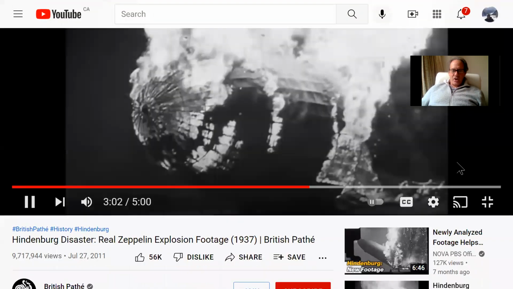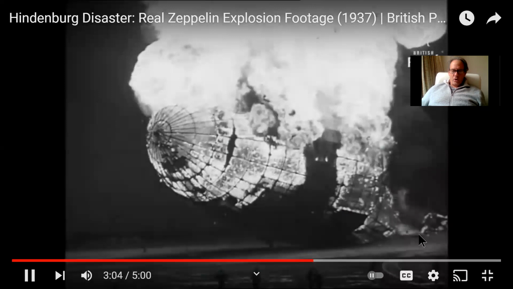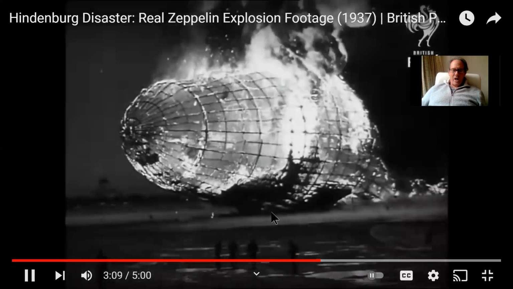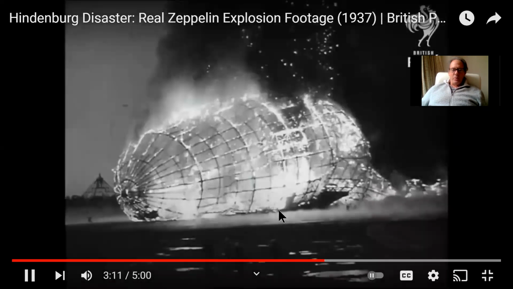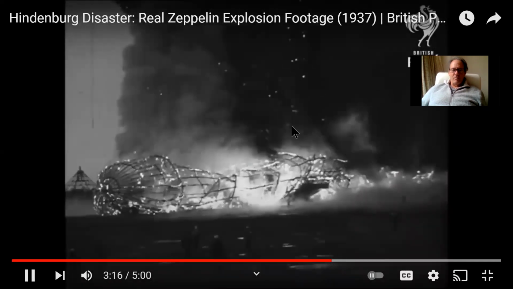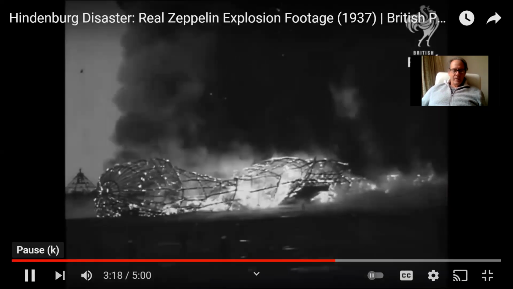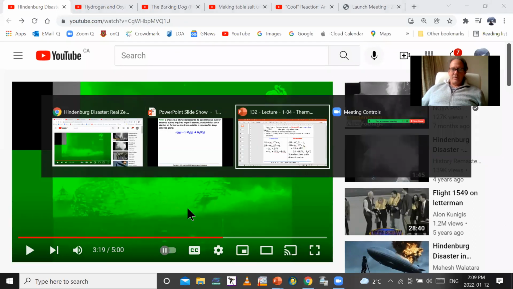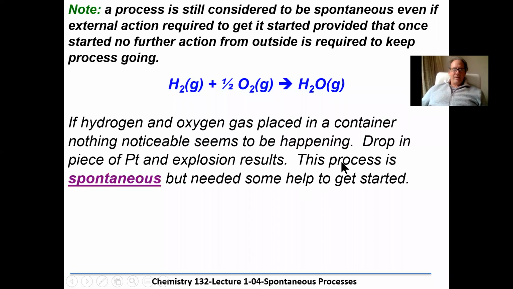Most of the fatalities occurred from the diesel fuel that was burning at the bottom of the Hindenburg. That diesel fuel was used to drive the fans that controlled the directions that the balloon was moving in. So, terrible tragedy, spontaneous change. It was believed it got started because of a spark that was generated somehow. So, an example of a spontaneous change there.